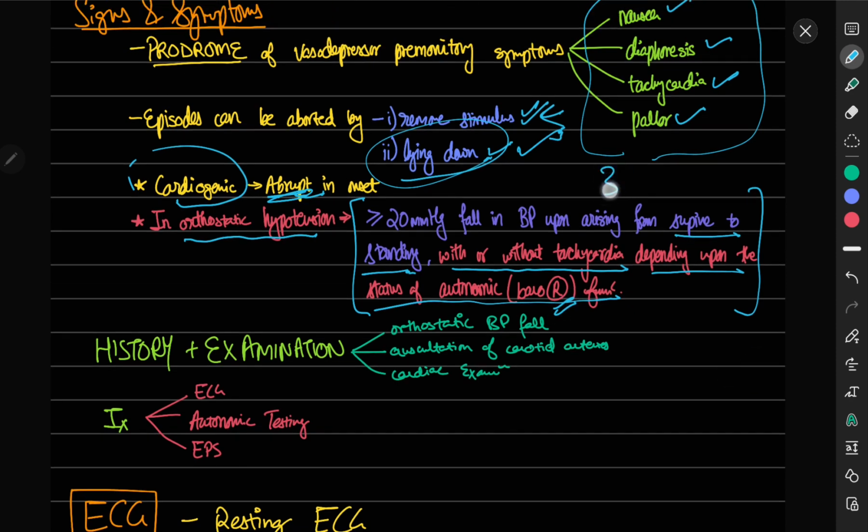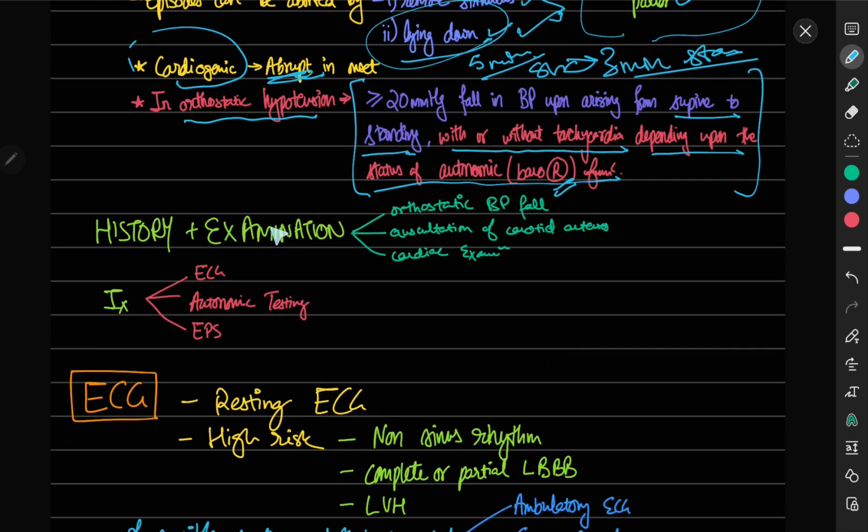When do we measure it? 3 minutes after standing. The patient has to be supine for 5 minutes, then 3 minutes of standing, and we measure it. Historically, in examination, it's important to ask for a history of orthostatic BP fall.